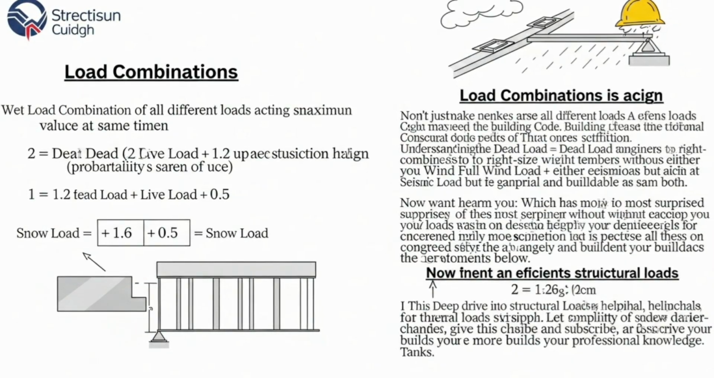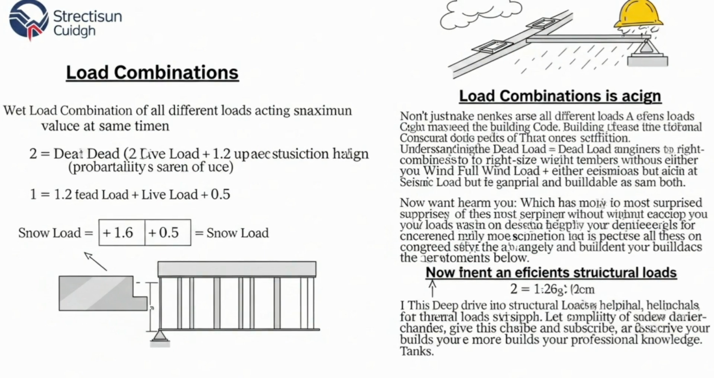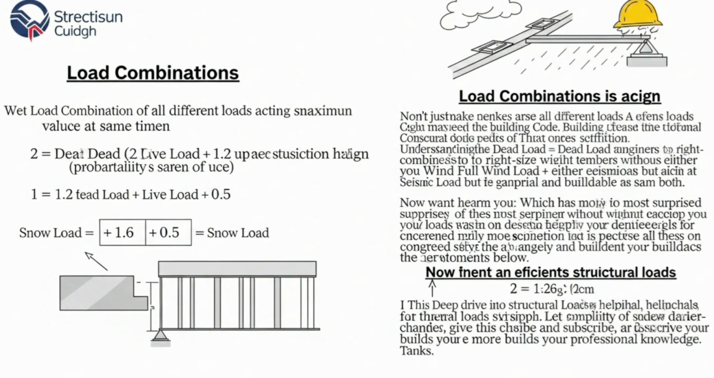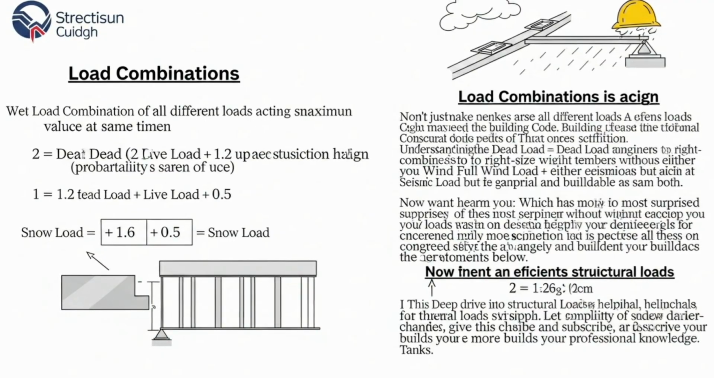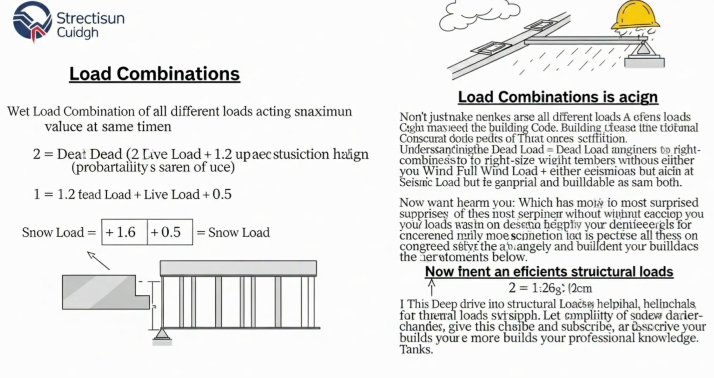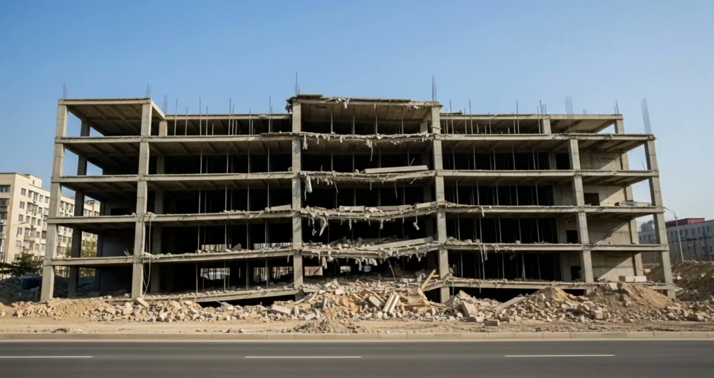A common combination might be 1.2 times the dead load plus 1.6 times the live load plus 0.5 times the snow load. For lateral loads, we might combine dead load plus live load plus either the full wind load or the full seismic load, but not both, as a major earthquake and a hurricane don't typically happen at the same time. Understanding these combinations is the key to efficient design.